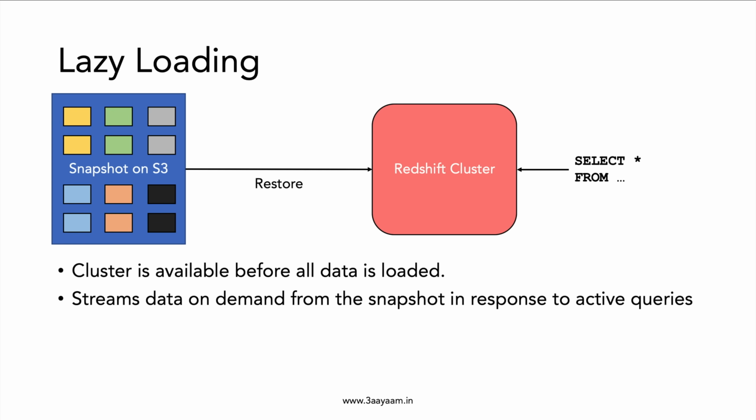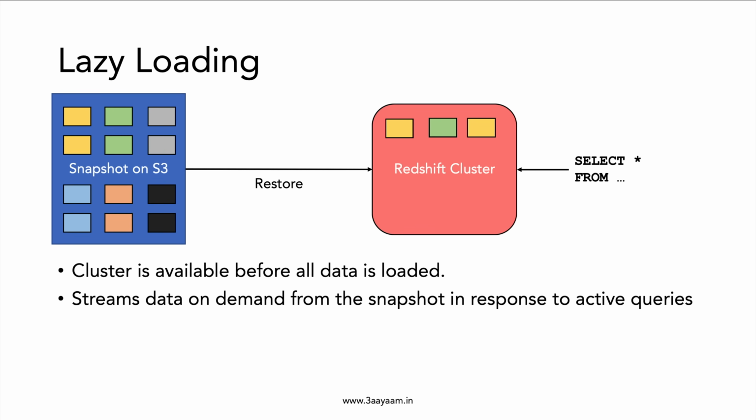Now let's say I run a query from a table of yellow and green box. So whenever I run the query on that table, only then those blocks would be made available in the cluster from snapshot which is there on S3. So whenever you run the query, these blocks would be pulled from snapshot to the cluster, and then the result would be made available to the endpoint.